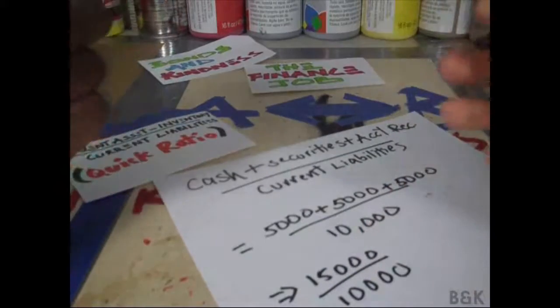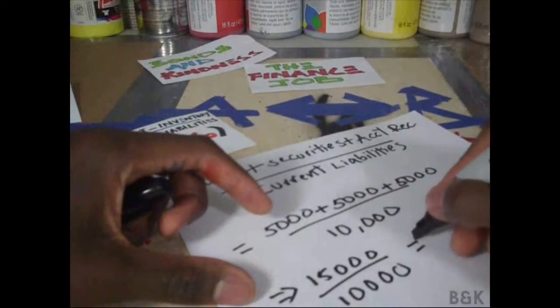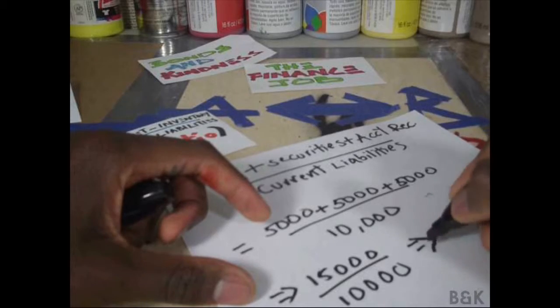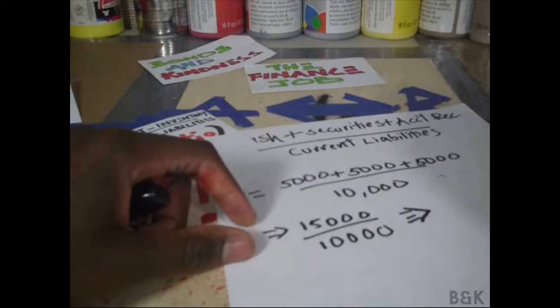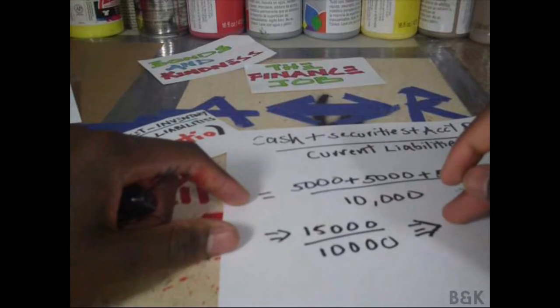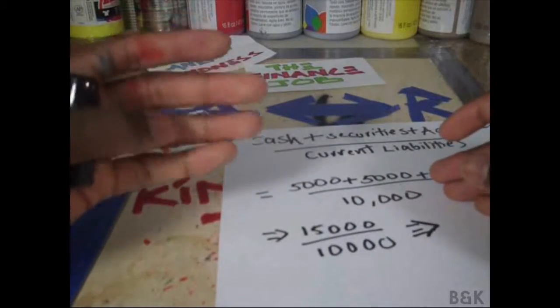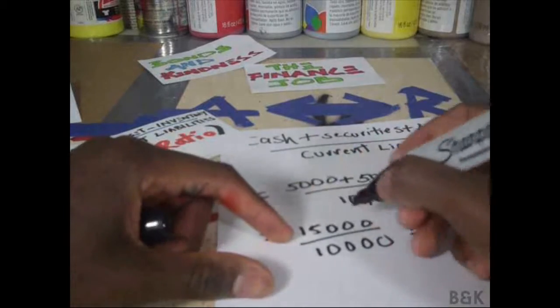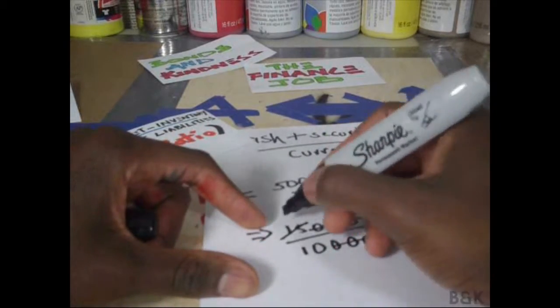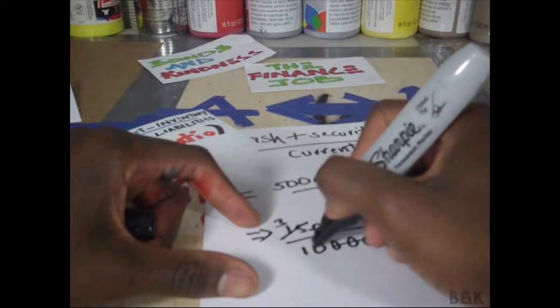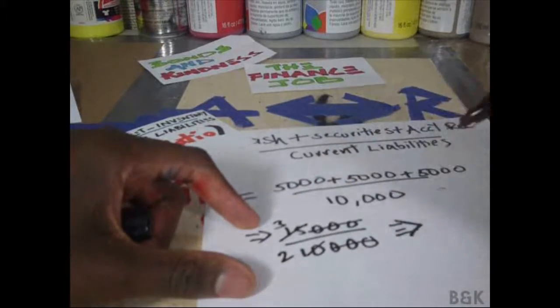But look, this is the fun of it, okay? We cannot fudge the numbers. We have to just deal with whatever's in front of us. I'm not going to change my cash, securities, and accounts receivable just because I don't like them all of a sudden. It is what it is. It is the numbers I put down. So we'll cancel this, and we'll say this is 3, this is 2. Obviously, just dividing 5 into both of them.